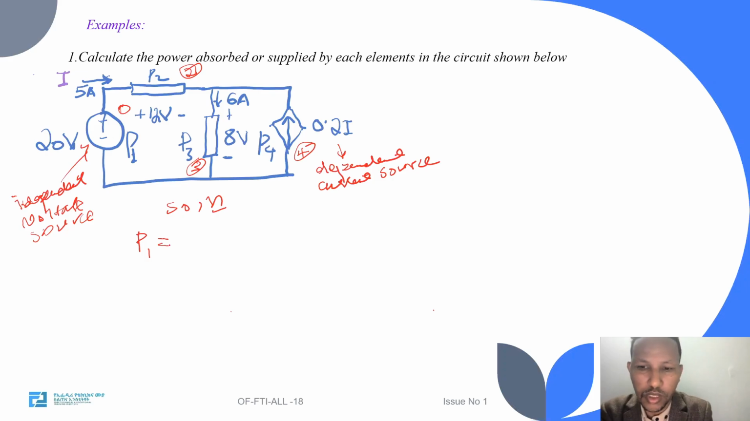You know, power is voltage times current. So for P1, the voltage is 20 volt times the current of 5 ampere, so it should be negative 100 watt, because power is supplied.